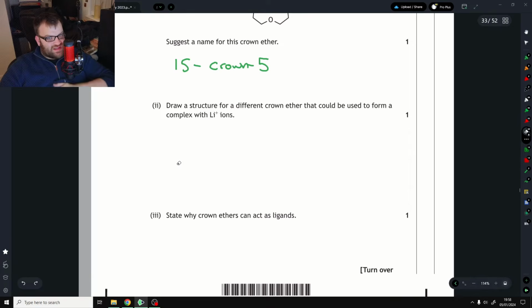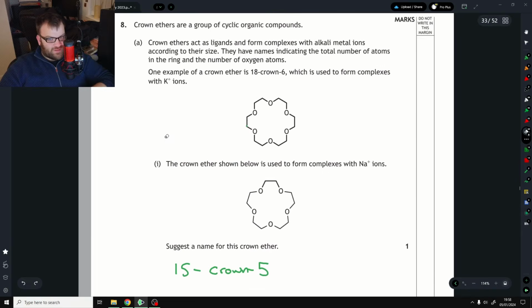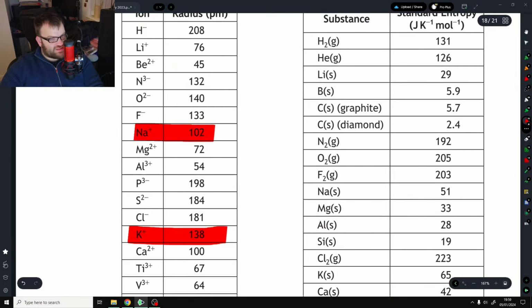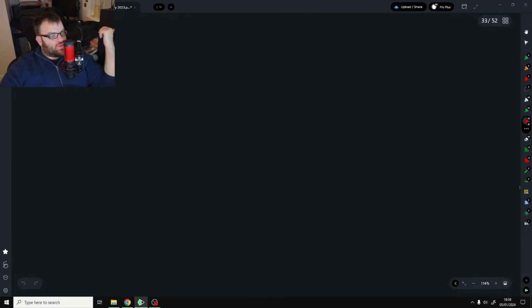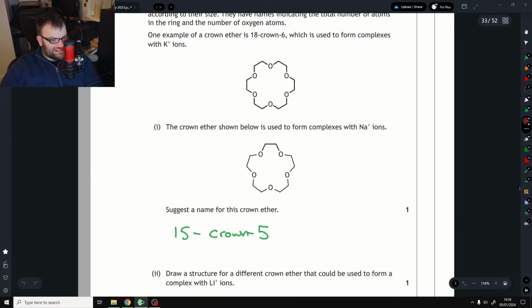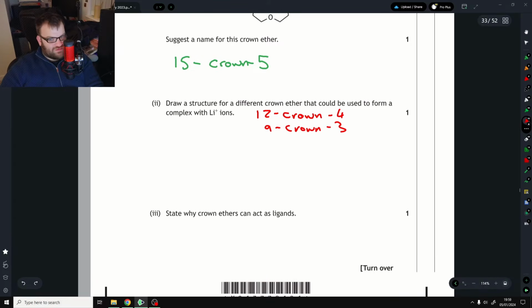Next, they're asked, what would you use to complex with lithium? They're getting smaller as they go. In the data booklet, we see that the chemicals that they are complexing with are getting smaller. We are going to want a smaller crown ether. We went from 18 down to 15. We went from 6 down to 5. That would mean that we could either use 12 crown 4 or 9 crown 3.